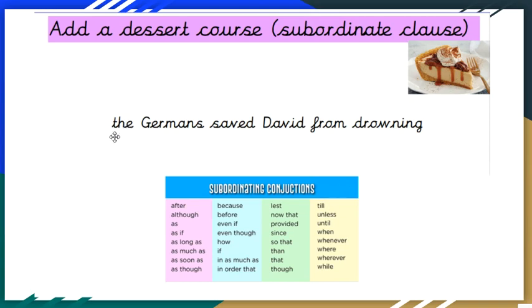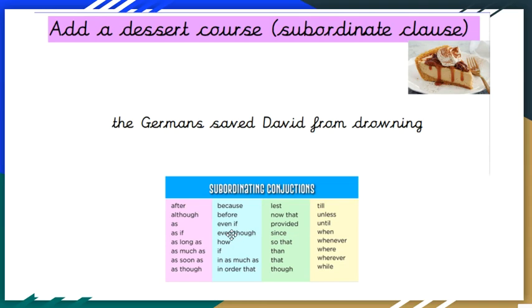So, for example, I'll change that to a capital letter because I'm going to add a dessert. The Germans saved David from drowning because they wanted information from him. Okay, so the "because" would be my subordinating conjunction, and I'm explaining the reason why they are saving David, and I've got in there a subject and a verb.